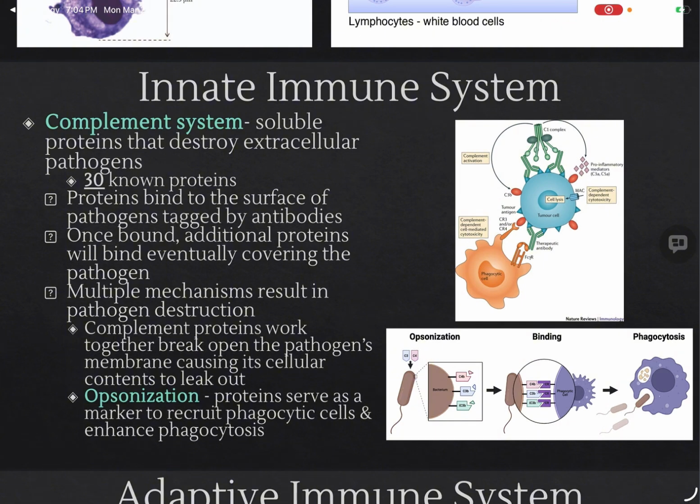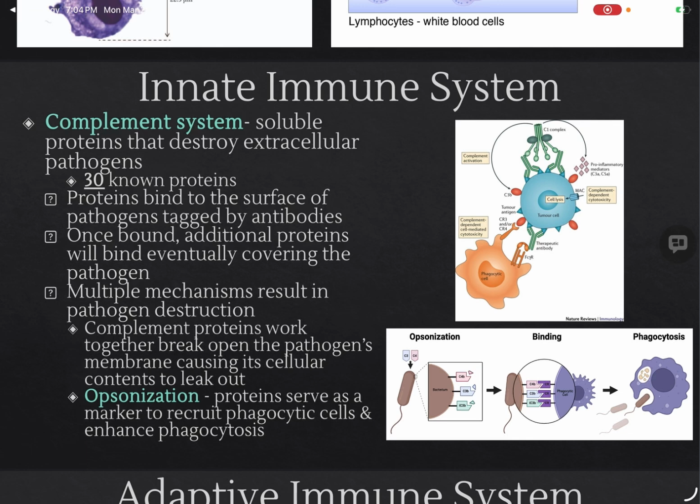Now for the complement system. It is a set of soluble proteins that destroy extracellular pathogens, and we have 30 known proteins. The proteins will bind to the surface of pathogens tagged by the antibodies. Once they're bound, additional proteins will bind, eventually covering the pathogen. Multiple mechanisms result in pathogen destruction.